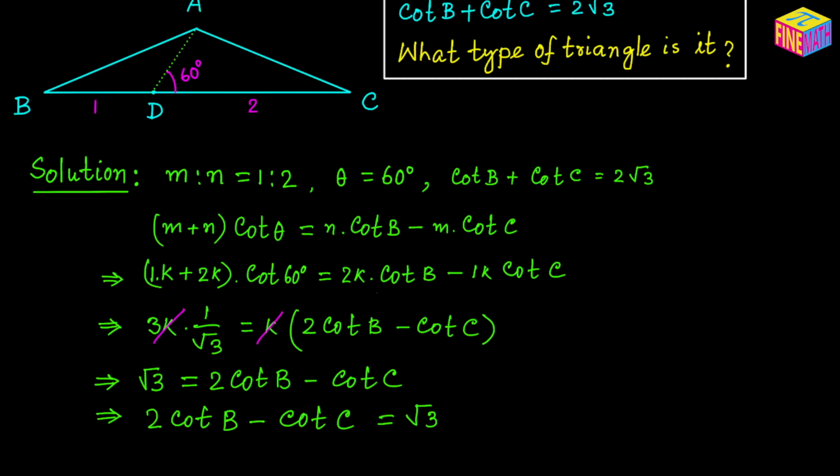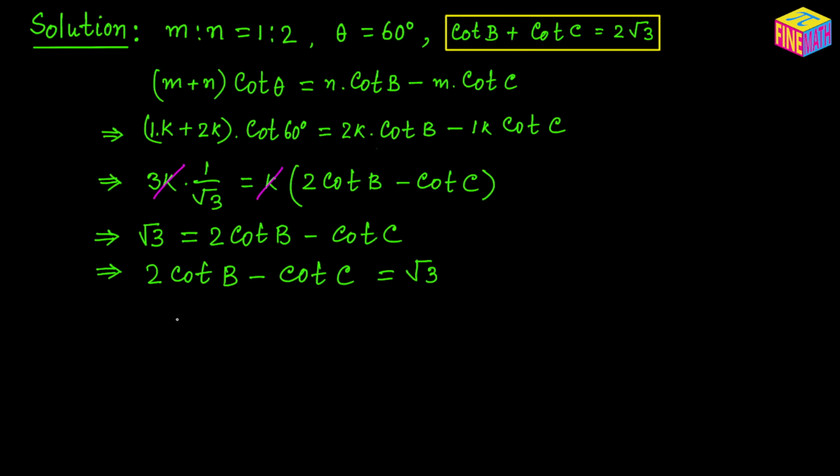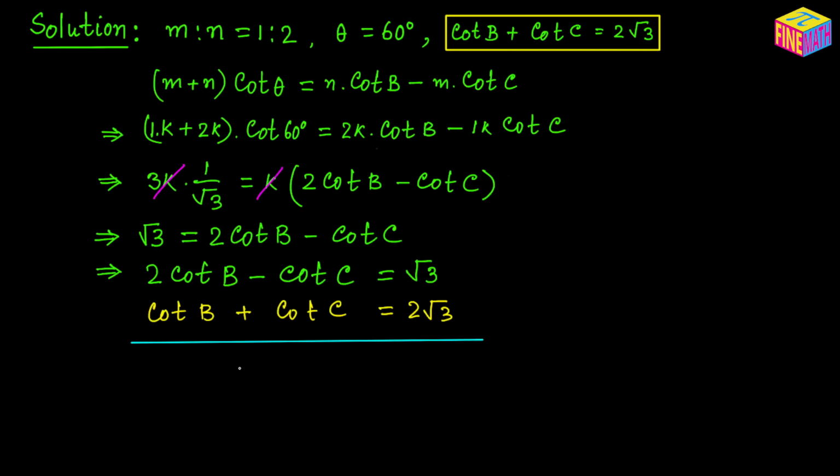And also we have been provided with another similar looking information here, that cotangent of B plus cotangent of C is equal to 2 times square root of 3. And here we have found that 2 times cotangent of B minus cotangent of C is equal to square root of 3. So now let's simplify these two equations. So here I am simply writing cotangent of B plus cotangent of C is equal to 2 times square root of 3, and I am simply going to add them up, and we are going to get 3 times cotangent of B. Cotangent of C, positive and negative, they will cancel out each other when we add them. Then we are going to be left with 3 times square root of 3.